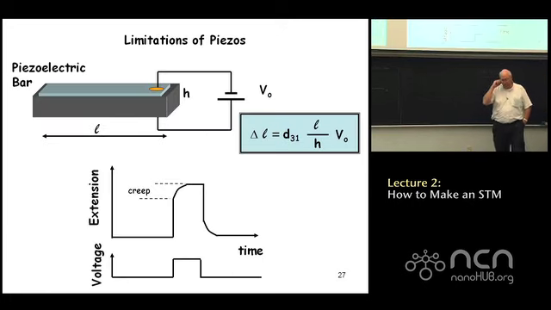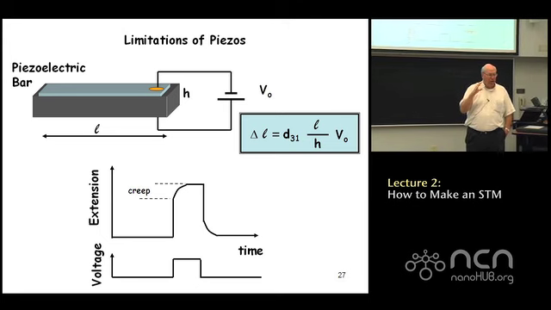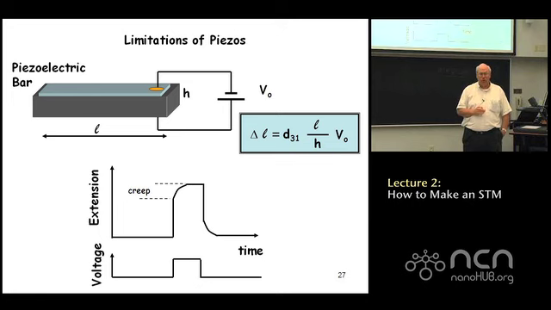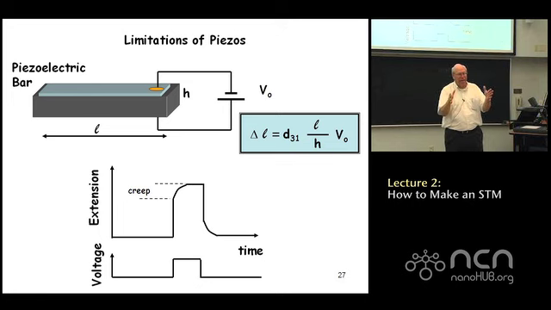There are a few well-known limitations of these piezos that you should at least be aware of, right? Because these limitations often cause you to misinterpret your images. There is this thing called creep, which basically means that if you apply a square voltage pulse to a piezo bar, you would expect the piezo bar to instantaneously respond to that voltage and change its length instantaneously to a new value. But the sad truth of the matter is it doesn't work that way.